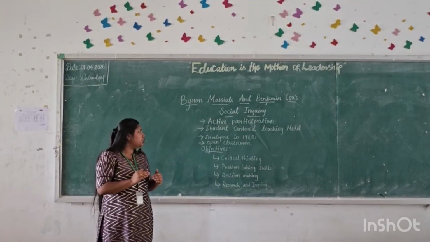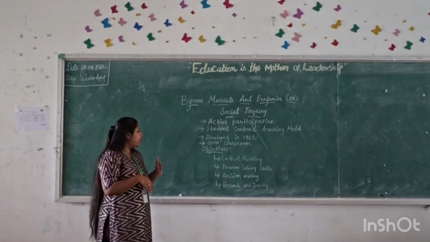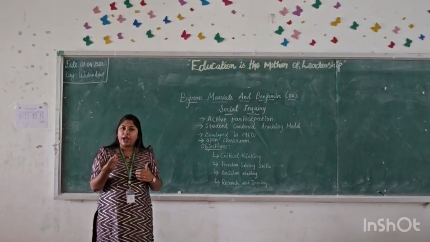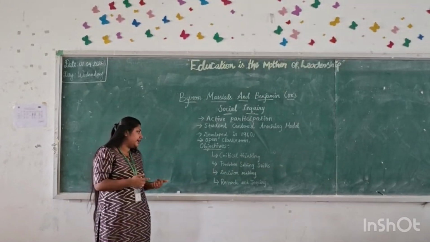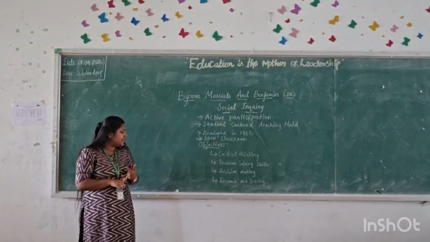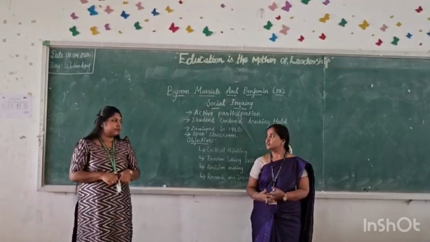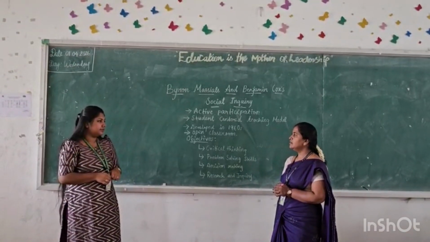In conclusion, social inquiry is a student-centered teaching model where they create an open classroom for the students to come up with more ideas and knowledge. There are four objectives. First one is critical thinking, second one is problem solving, third one is decision making and fourth one is research and inquiry. Thank you. So Lakshita, you have said about what the social inquiry method in learning is.